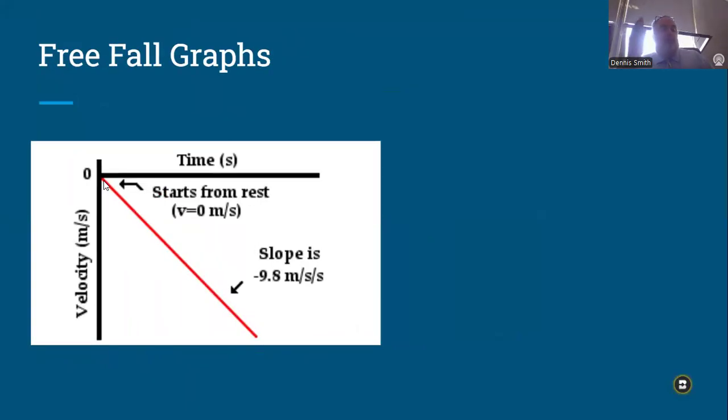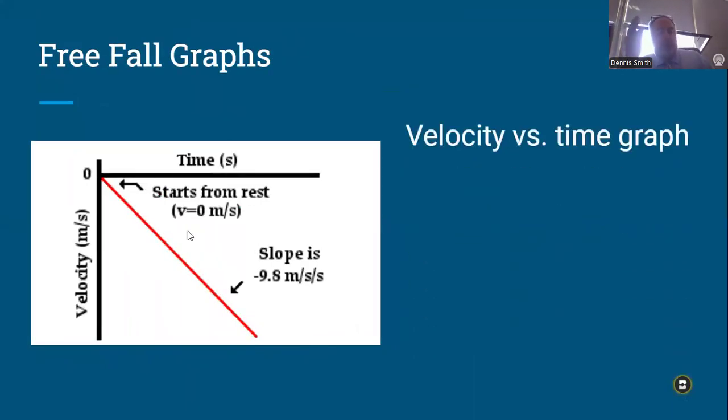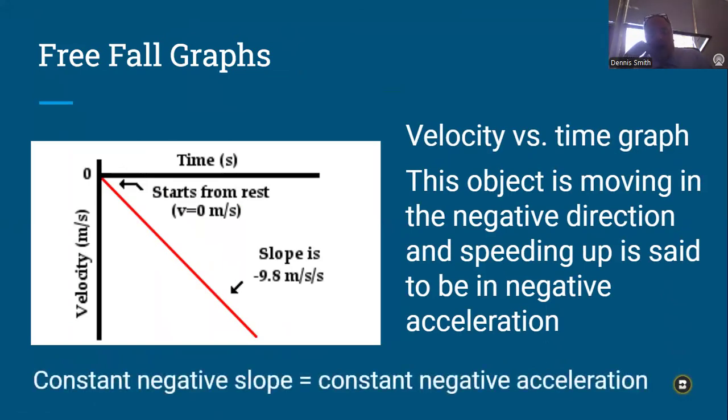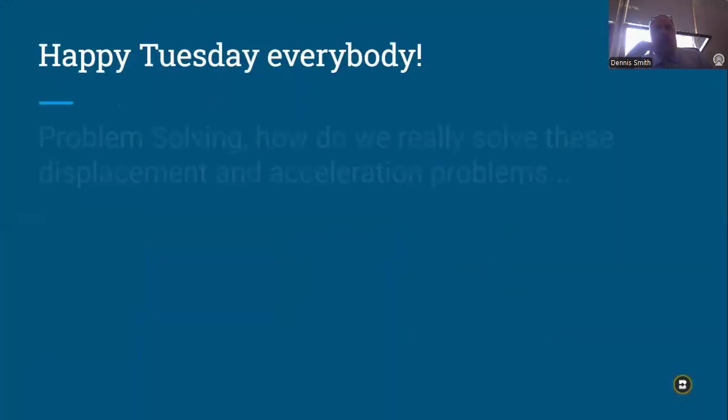Here, you have a velocity time chart. You've dropped it again off the edge, and the acceleration is going to be constant over time, but the velocity will change. So the object's moving in a negative direction, is speeding up, and is said to be moving in a negative acceleration because it's moving downward as opposed to upward. A constant negative slope equals a constant negative acceleration.